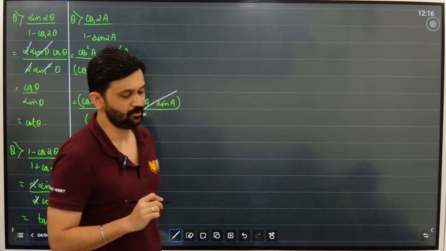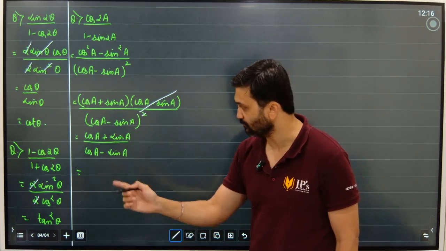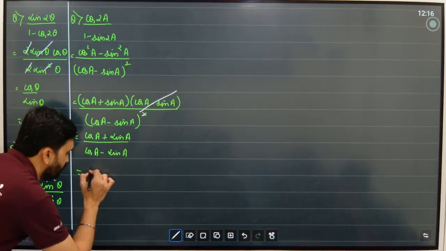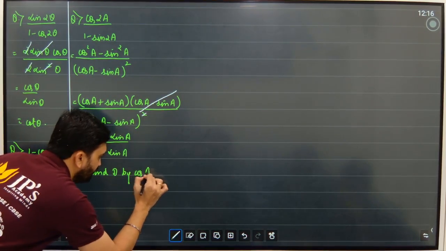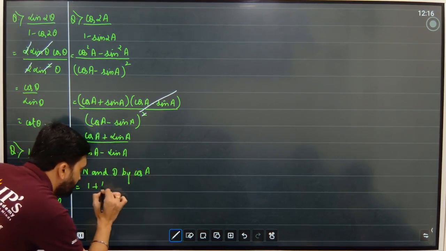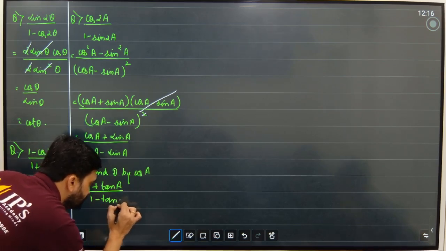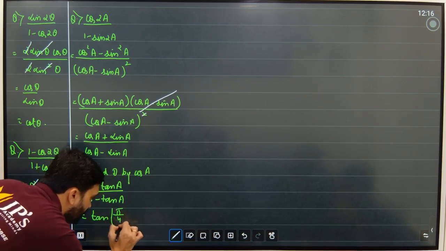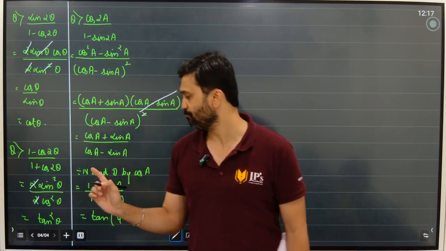And just now I told you, whenever there is a pattern of cos plus sin, cos minus sin, we will divide by cos. If I divide the numerator and denominator by cos A, it will become 1 plus tan A upon 1 minus tan A, which is a remark that we have written. It is tan of (pi by 4 plus A). 1 plus tan theta upon 1 minus tan theta is tan (pi by 4 plus theta).